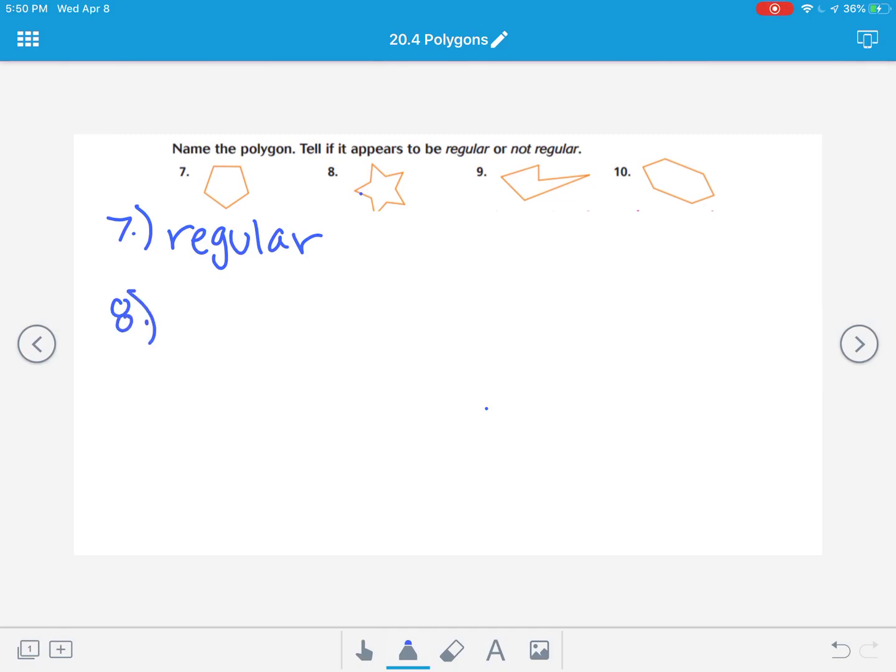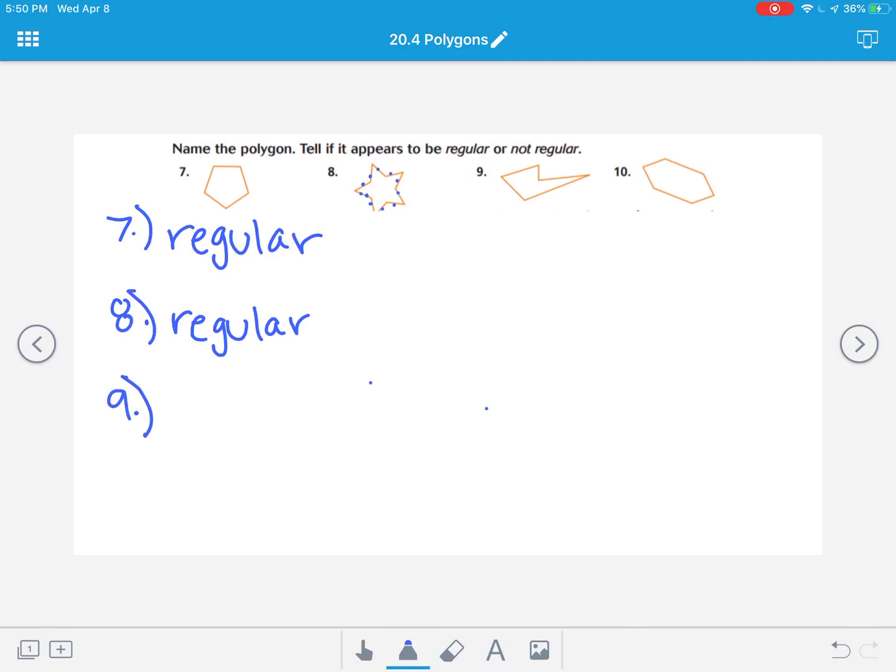Number 8. Okay, looking at this star, beautiful star. How many sides does it have? 1, 2, 3, 4, 5, 6, 7, 8, 9, 10. Oh, that's a decagon. Cool, decagon. It has 10 sides. We know it as a star, but because it has 10 sides, it's a decagon. And all of the sides do appear to be the same, so that is also a regular polygon.